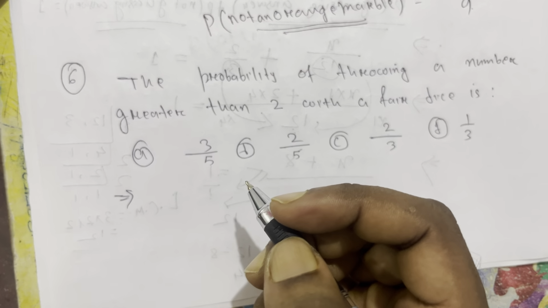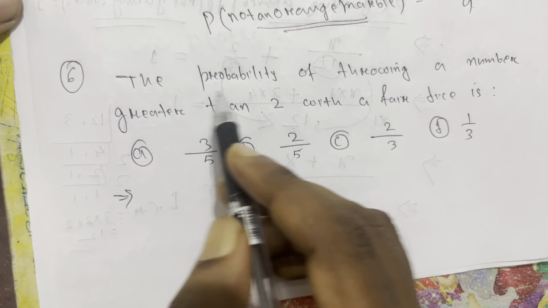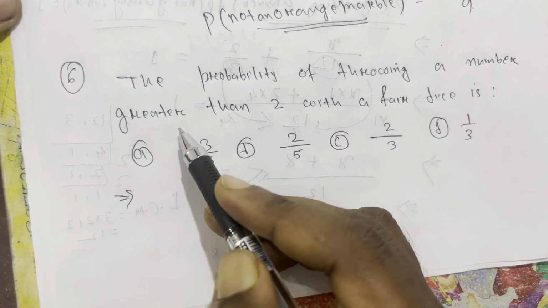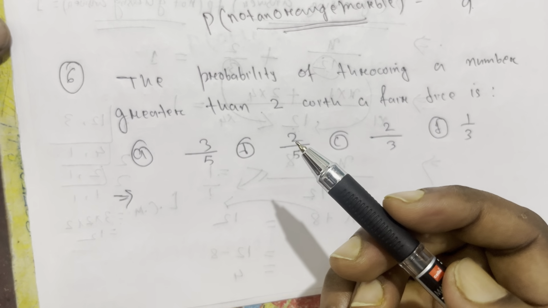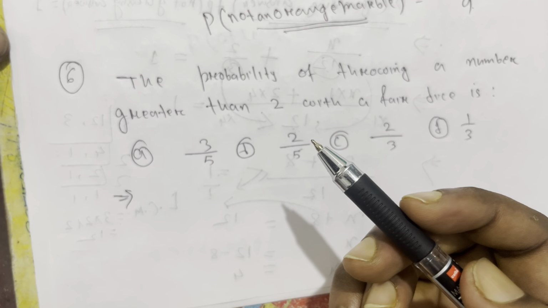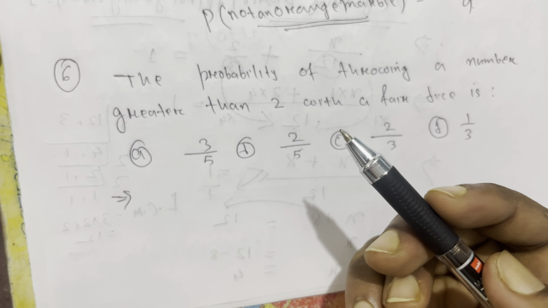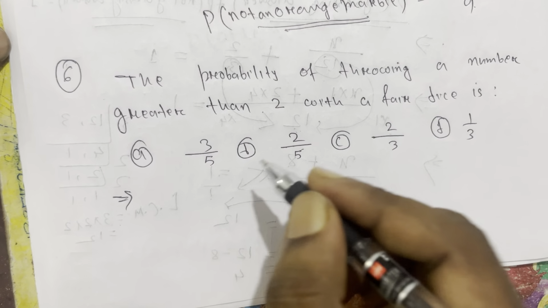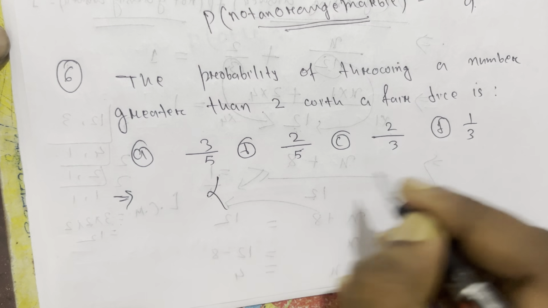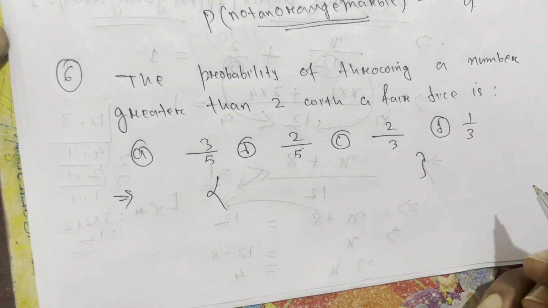So question number 6. The probability of throwing a number greater than 2 with a fair dice. Throwing a number greater than 2 with a fair dice. So if you throw a dice, we'll get 6 outcomes, meaning one answer out of these 6 will come.